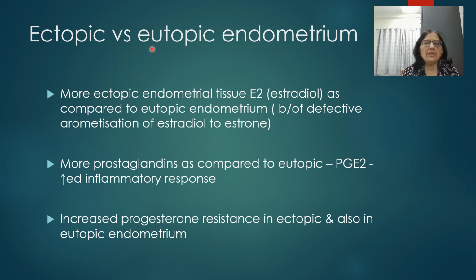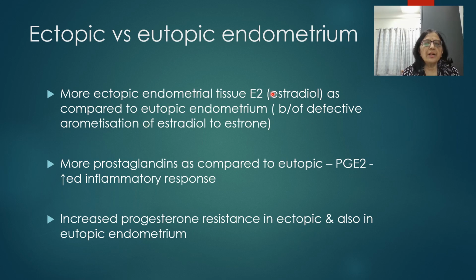Though we say that the presence of endometrium-like tissue outside the uterus is the definition of endometriosis, there are certain differences between this ectopic endometrium and eutopic. Eutopic is the endometrium which is situated normally at the inner lining of the body of the uterus, whereas anywhere else it is called ectopic endometrium. So it is an endometrium-like tissue. Why we say it is endometrium-like tissue is because of these three differences.